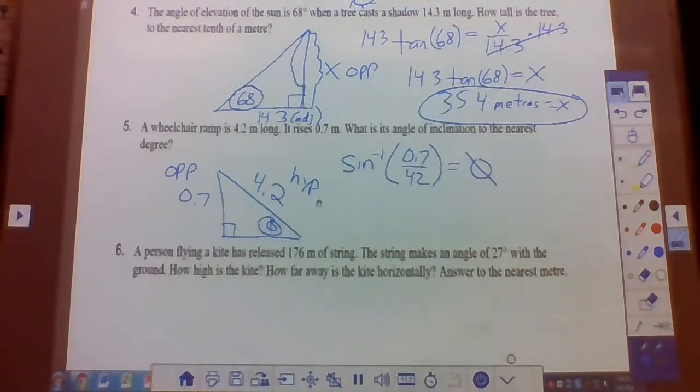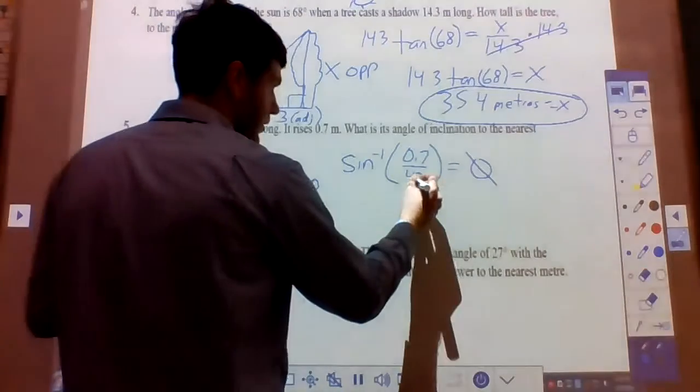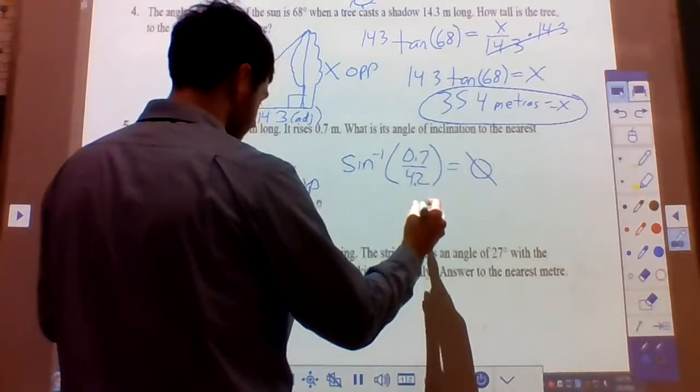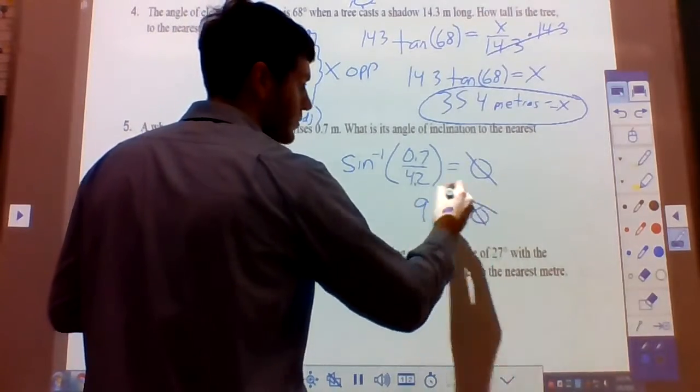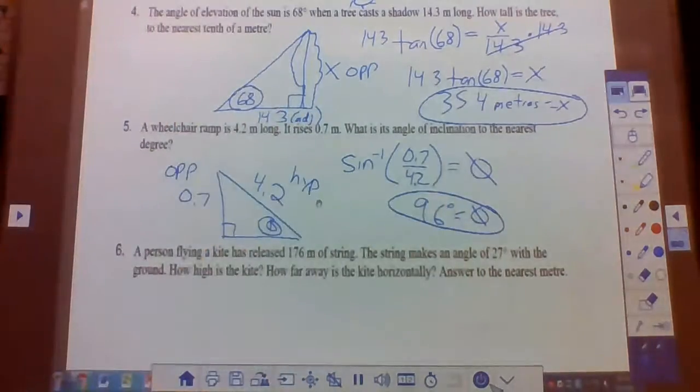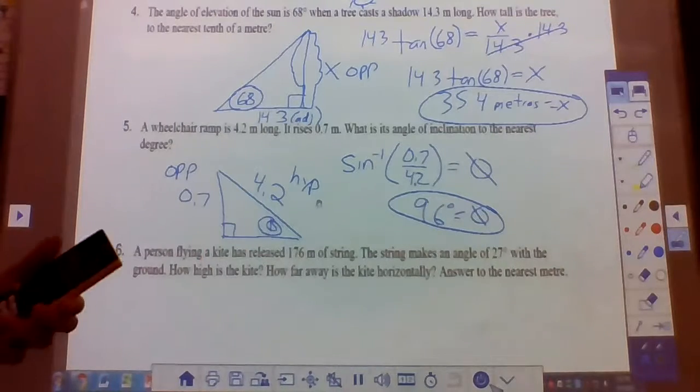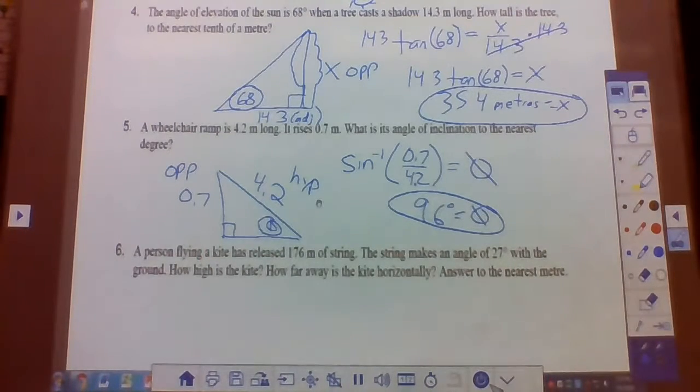So inverse sine of 0.7 divided by 4.2. That gives us an angle measure of 9.6 degrees, which makes sense because if your ramp is too steep, someone in a wheelchair will just slide down. So having a small angle of inclination makes sense for that problem.